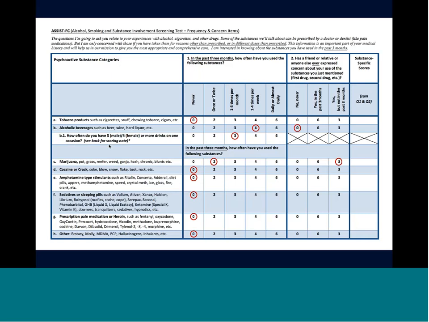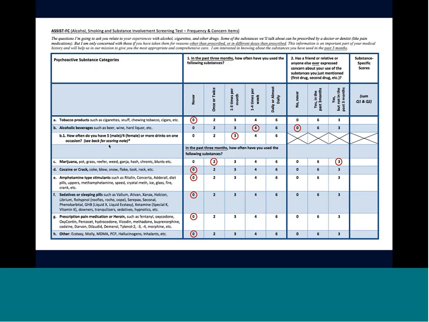So when scoring the Assist, an answer should be recorded for each substance category in question 1. And if the substance was never used or has not been used in the past 3 months, never should be circled. For question 2, an answer should be recorded only for the substance the patient reports using in the past 3 months.